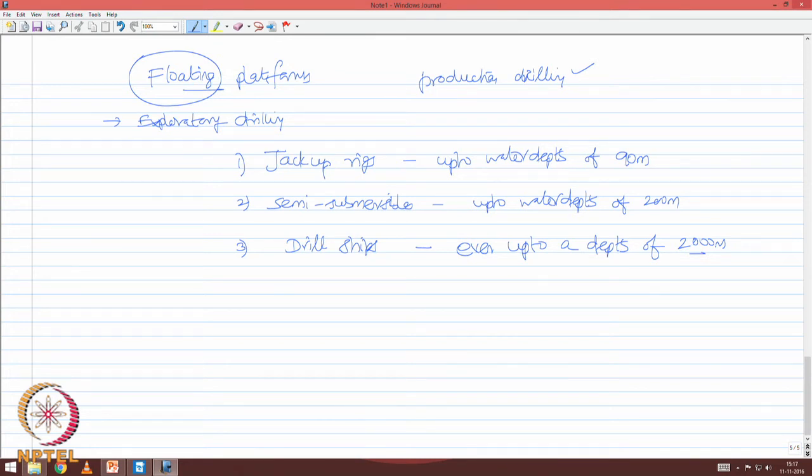Now, let us quickly see what are those difficulties with each one of them. Jack-up rigs have specific difficulties. They are most vulnerable when afloat.